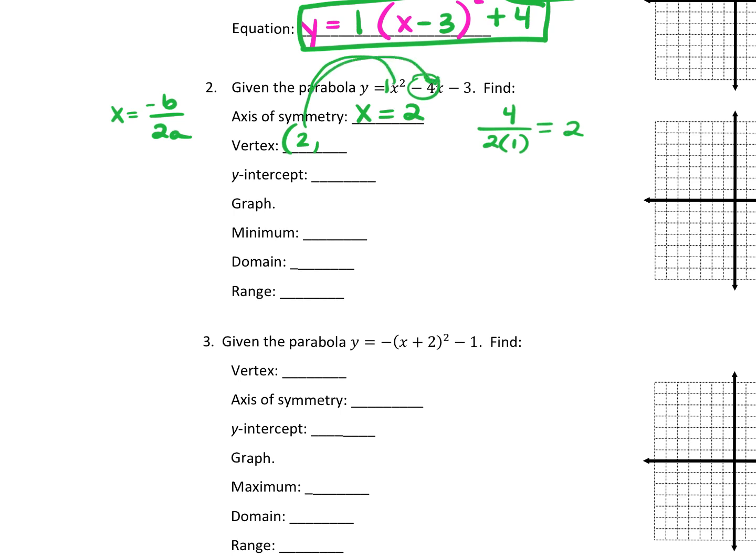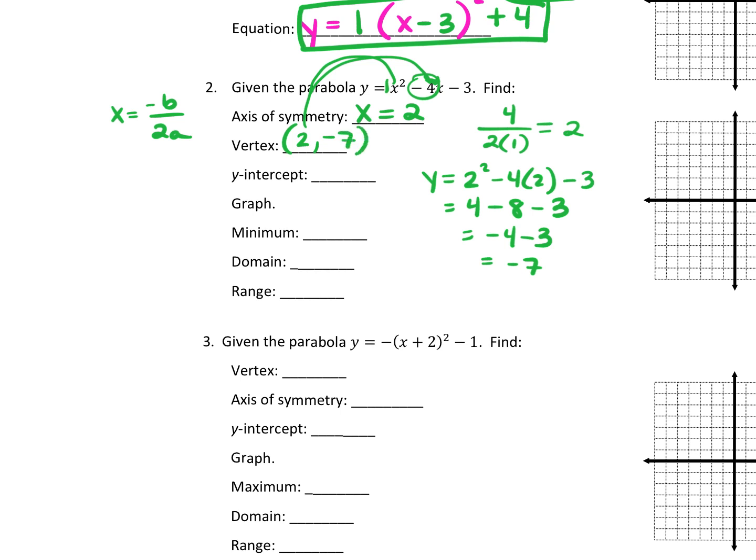Sorry, right there. So this is going to be y equals 2 squared minus 4 times 2 minus 3. So 4 minus 8 minus 3 is negative 4 minus 3, which is a negative 7. Okay, so your vertex is at (2, negative 7).